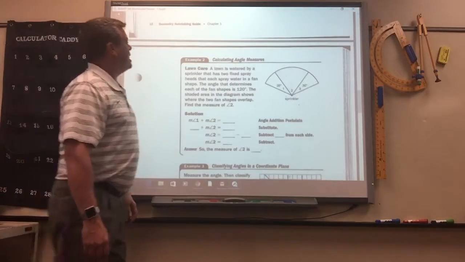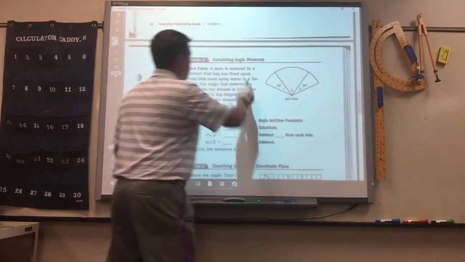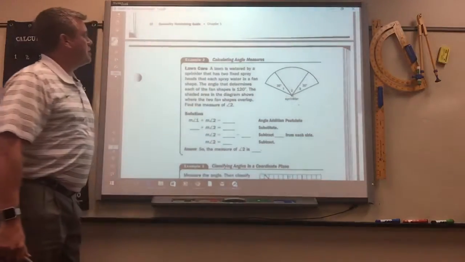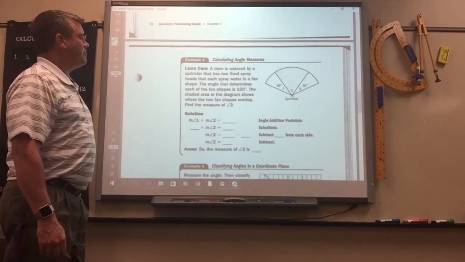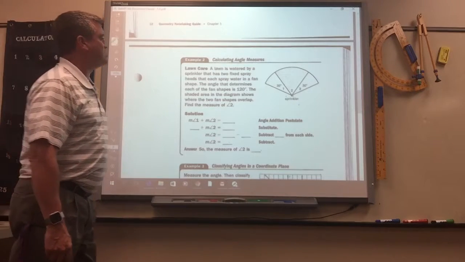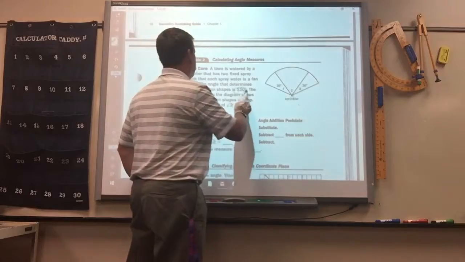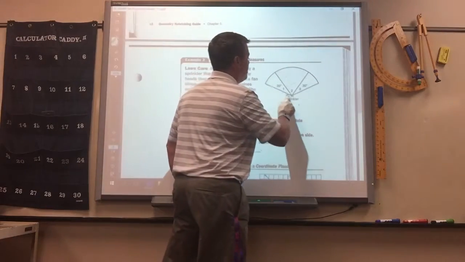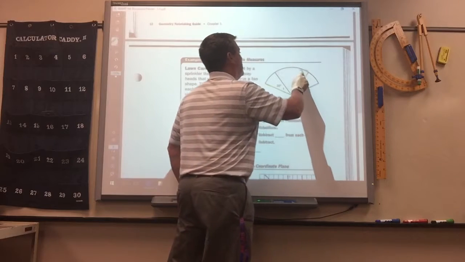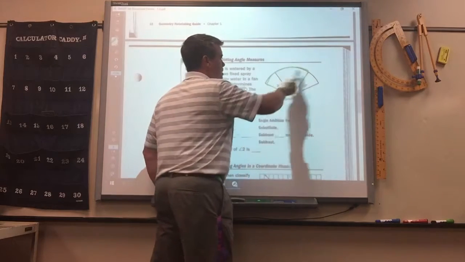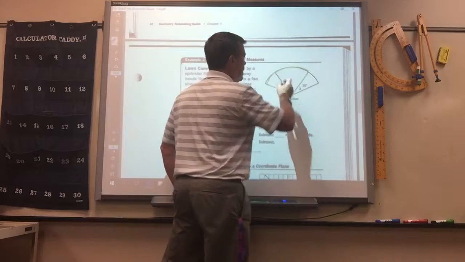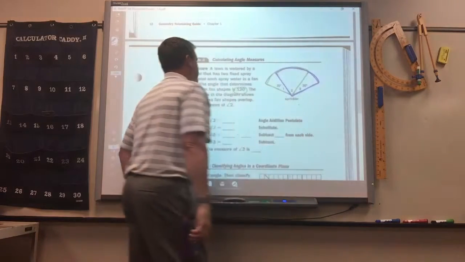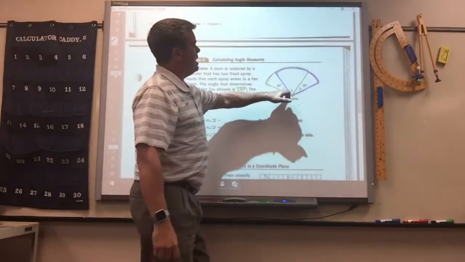Okay, here we've got two fixed spray heads that spray water in a fan shape. The angle that determines each of the fan shapes is 120 degrees. The shaded area shows where they overlap. So one of the spray heads is spraying from there to there. The other one is spraying from here to here. So what would the measure of angle 2 be?